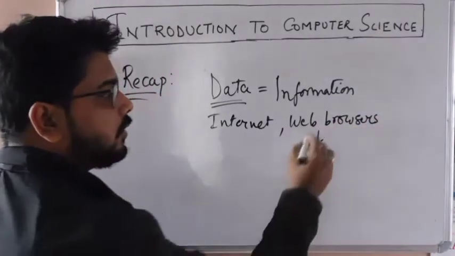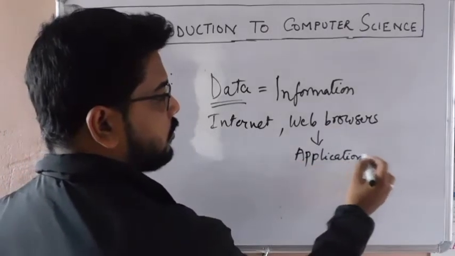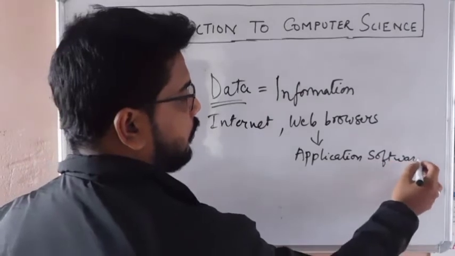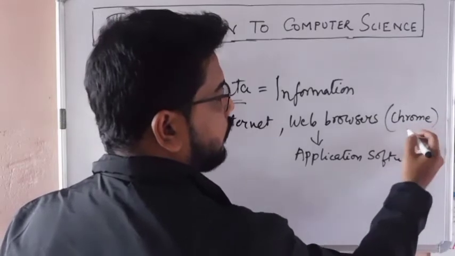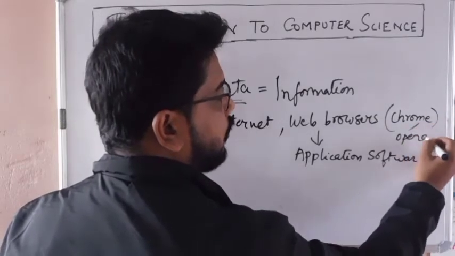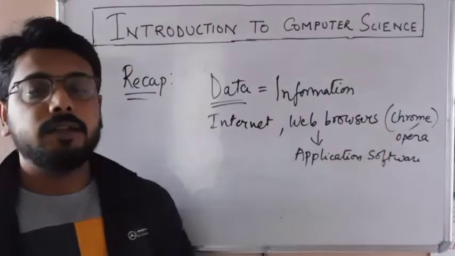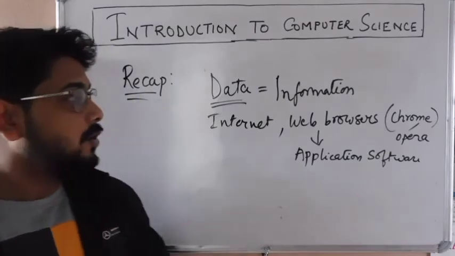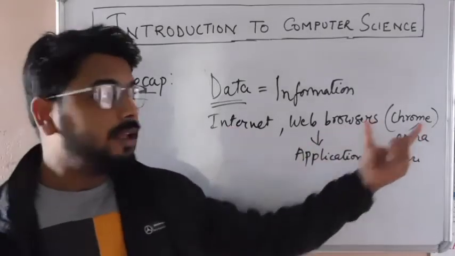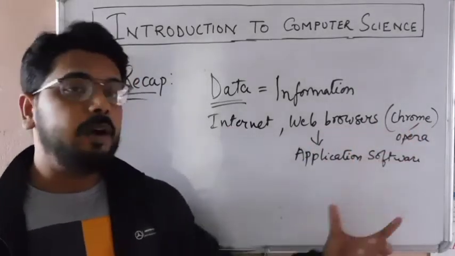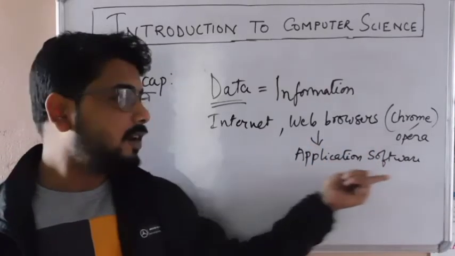Now this web browser, what is it actually? It is a kind of application software. For example, Chrome or maybe Opera. So Chrome, Opera, then you have Mozilla Firefox and different web browsers. All these web browsers are like a gateway through which you can access the internet, right? But have you ever imagined what this Chrome or Opera actually is? So this comes under application software, okay?